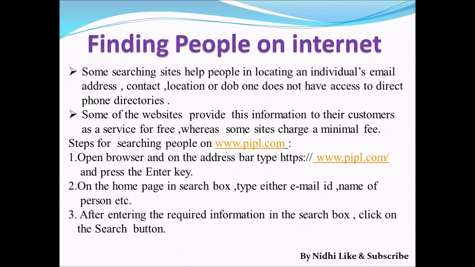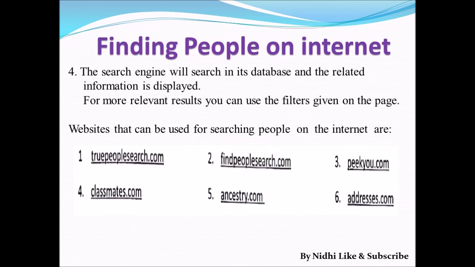So various types of websites are there that can be used for searching people. So here you can see the examples: truepeoplesearch.com, findpeoplesearch.com, ppu.com, classmates.com, ancestry.com, and address.com. So these are the sites that help you in finding people on the internet.